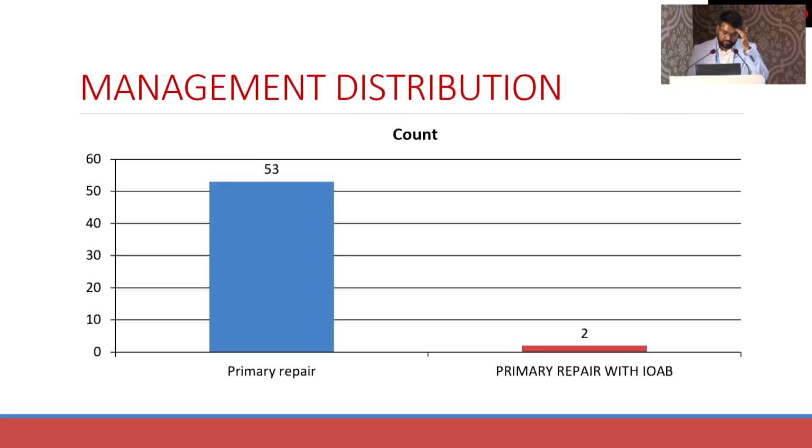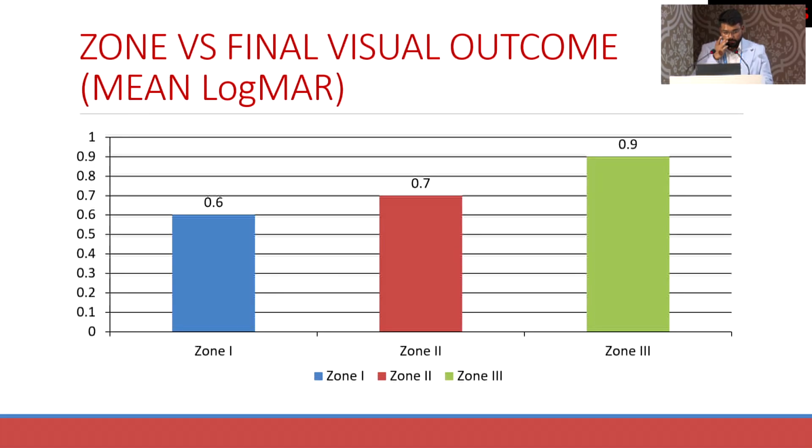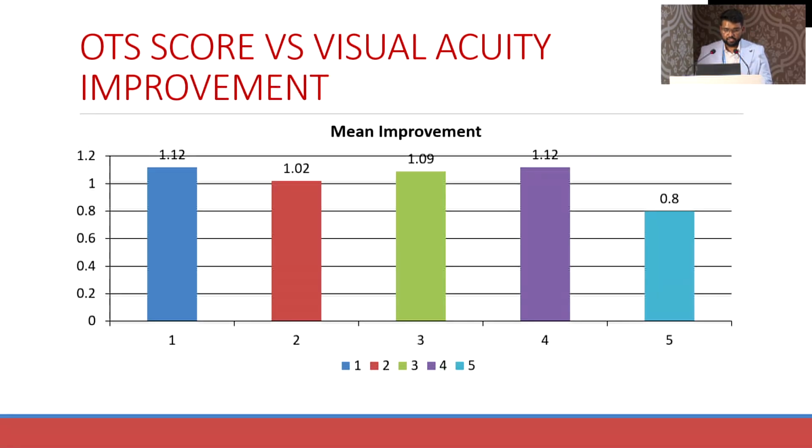So most of the patients underwent a primary repair, and few of the cases, high risk cases, which we thought were at a high risk of endophthalmitis, we also did a primary repair with injection of intraocular antibiotics as well. So on the final visual outcome, we can see that the zone 1 injuries correlated with the best visual gain, followed by zone 2, and zone 3 had the worst prognosis out of all, which was again confirmed on the ocular trauma score as well. We can see that the patients having the ocular trauma score of 5 showed the highest amount of improvement on the logMAR value as compared to the patients of ocular trauma score of 1.